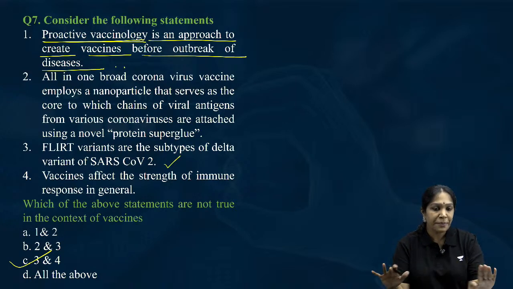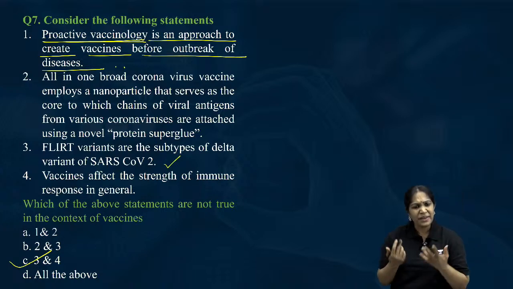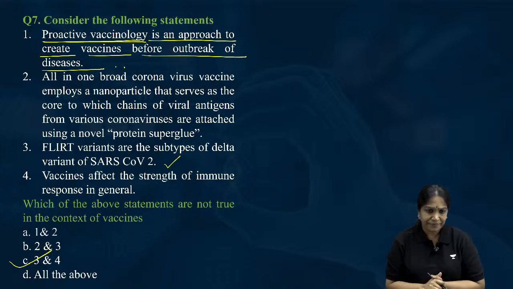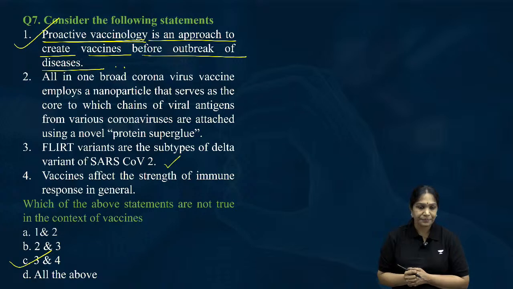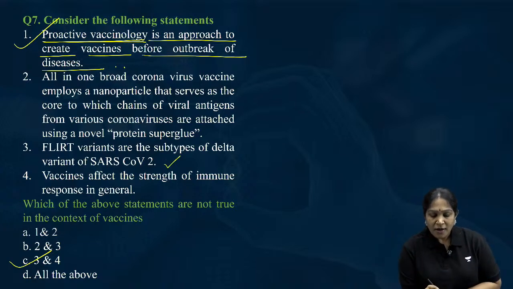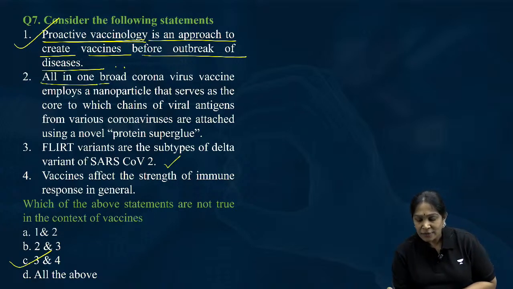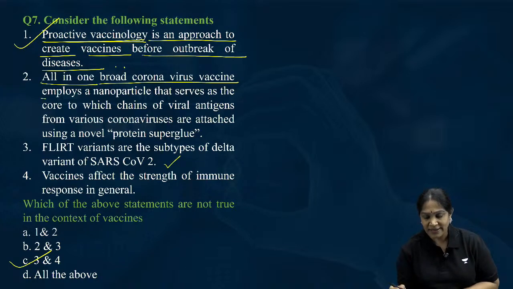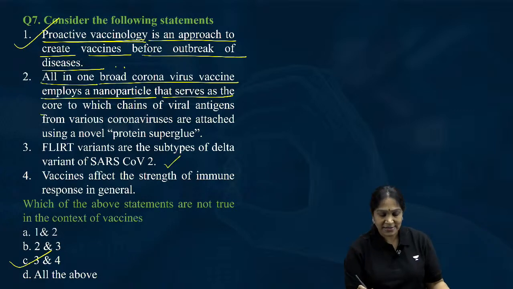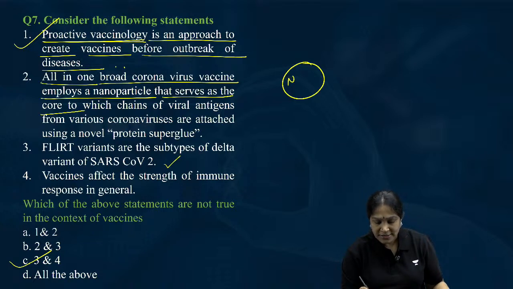Is the statement 100% clear? Preventive, precautionary, proactive. First statement 100% clear, very good. Next, all-in-one broad coronavirus vaccine employs a nanoparticle that serves as a core. Okay, let me explain this. Look here, you can draw if you want. What is this? This is a nanoparticle.